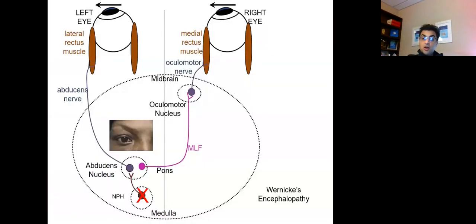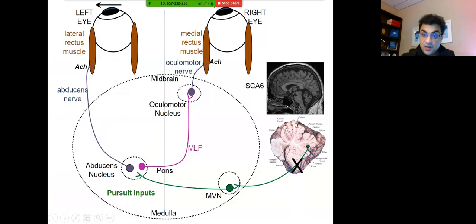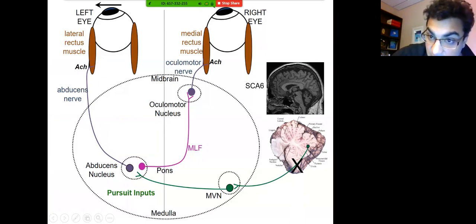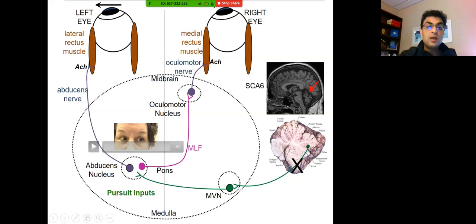And the pursuit inputs, pursuit goes to the medial vestibular nucleus, and it is under control of the oculomotor vermis. And from there, it goes to the abducens nucleus. And if you have a lesion in this pathway, for example, in patients who have SCA6, over here you can see that they have atrophy of the cerebellar vermis, and their pursuit is going to be abnormal. And you can see here.